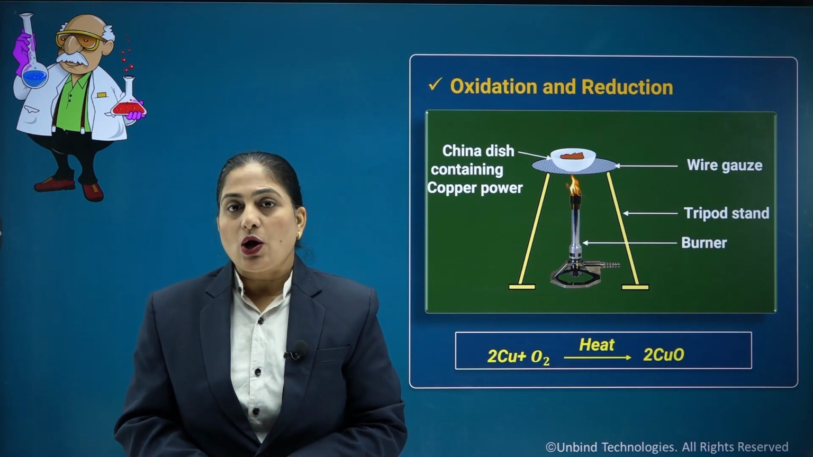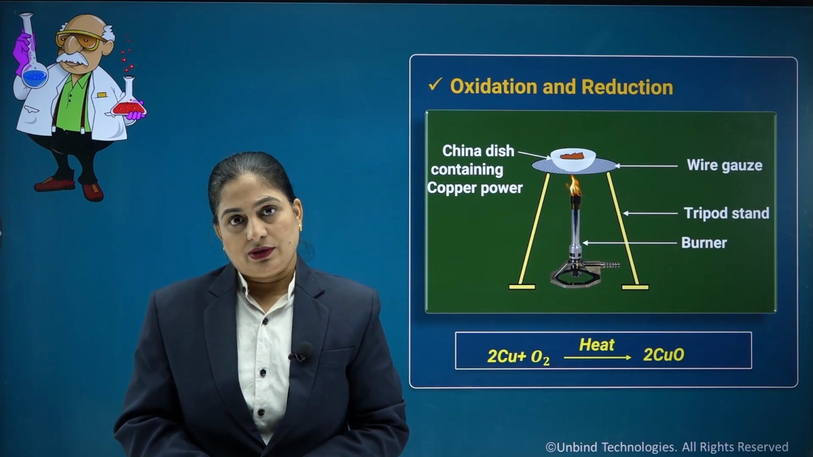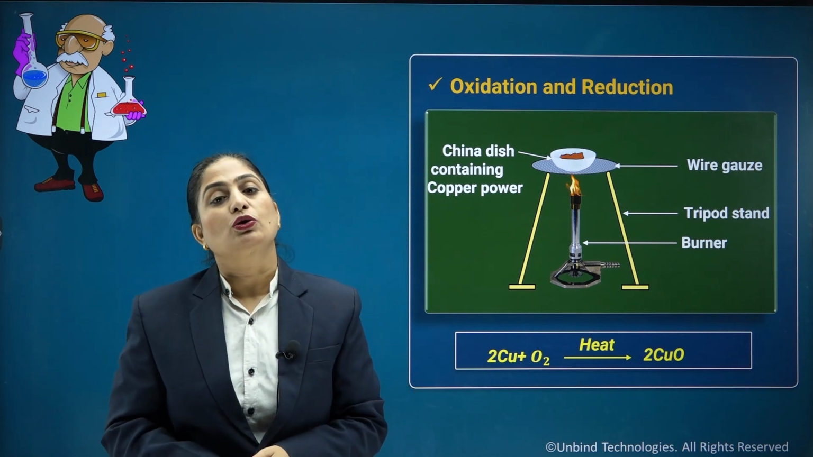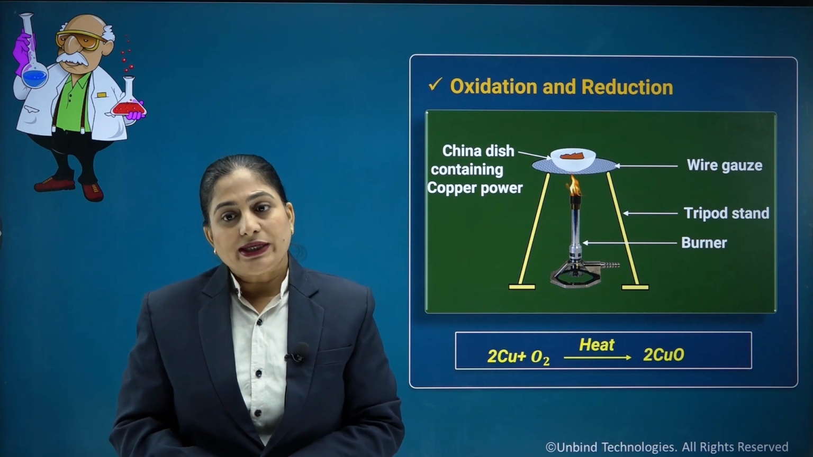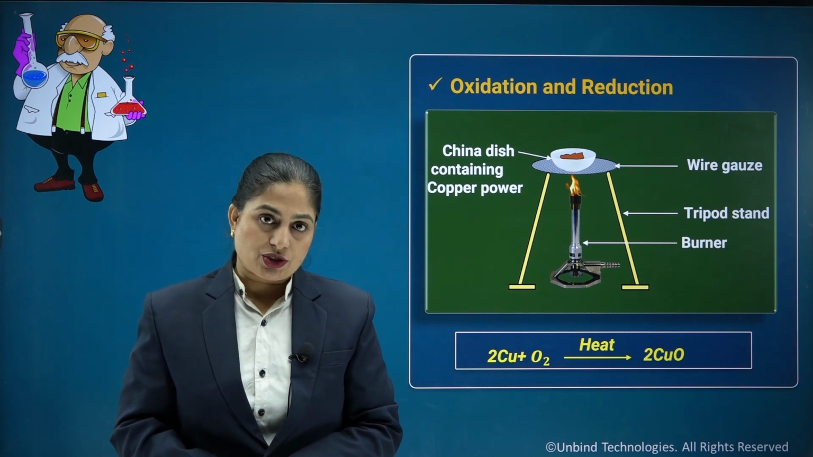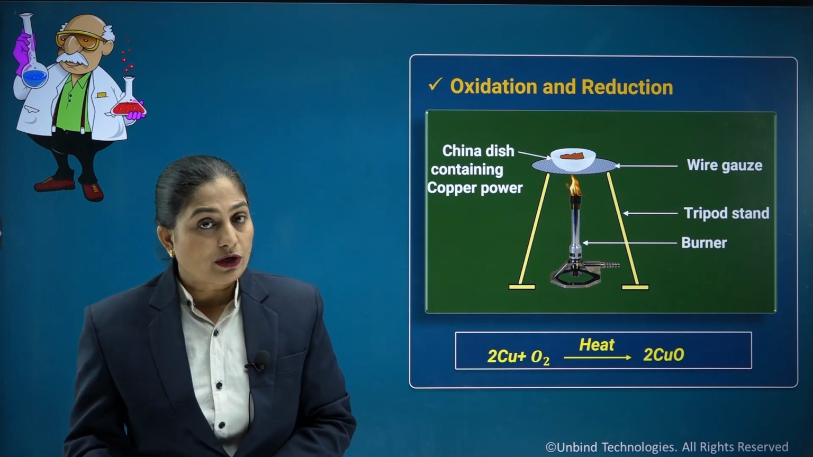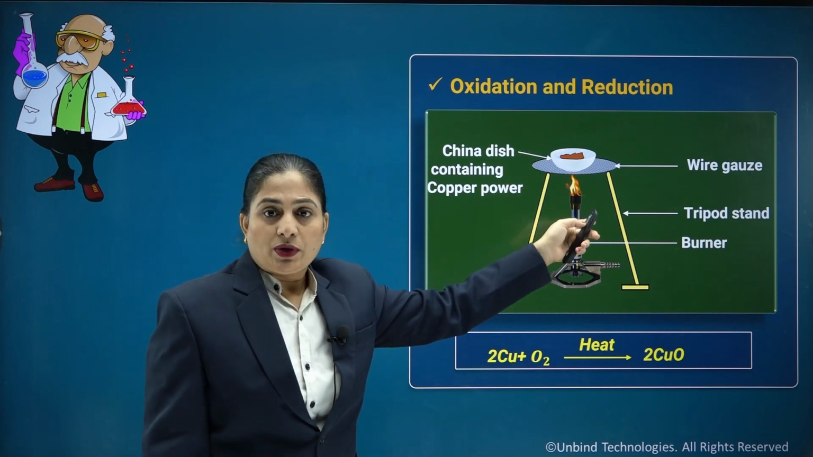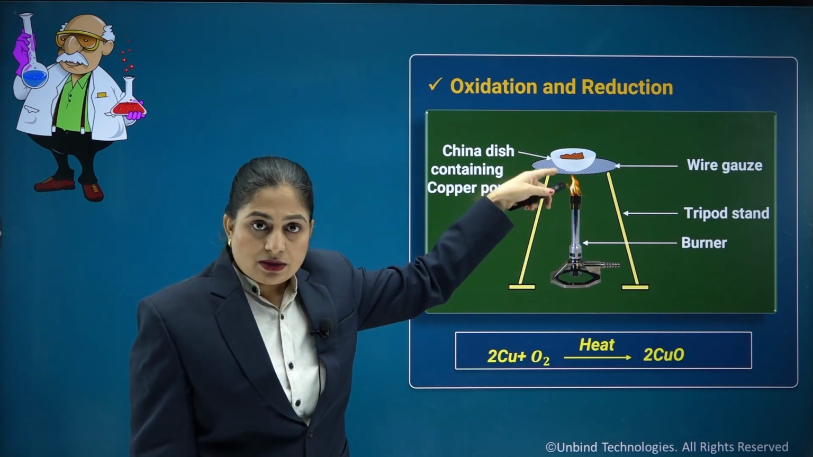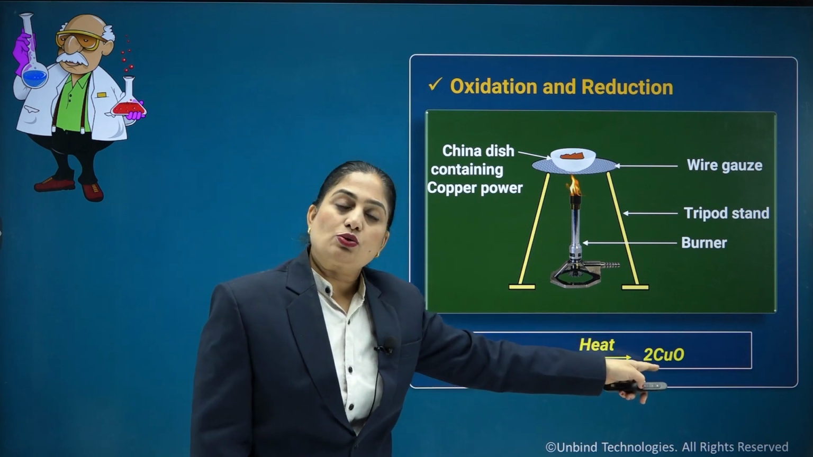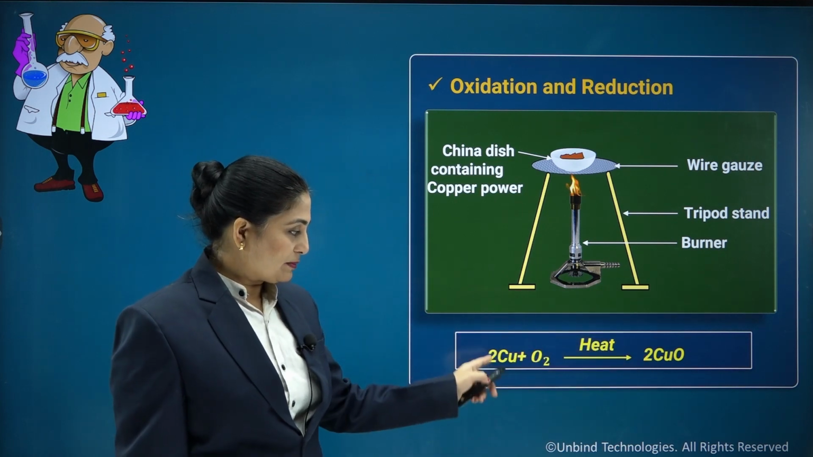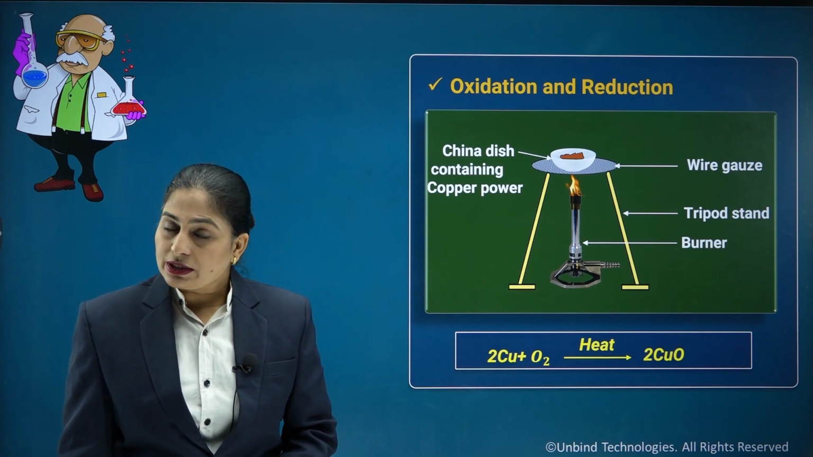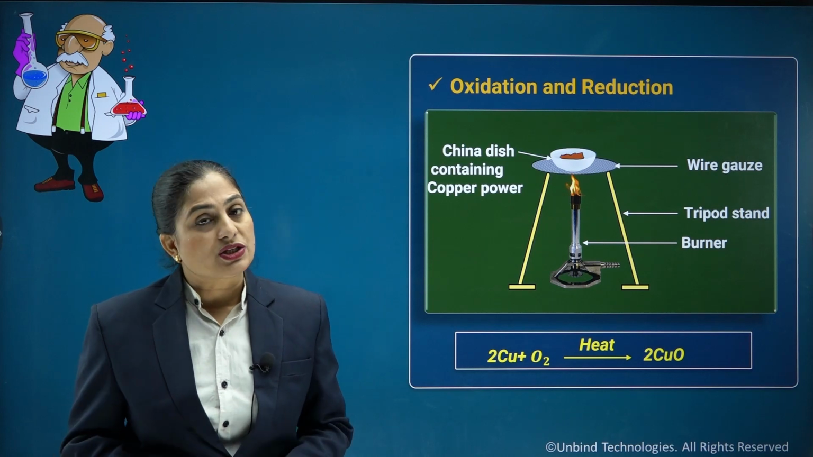And the last type is oxidation and reduction. The reaction is known as redox reaction, where oxidation and reduction both take place simultaneously. So let us first discuss what is oxidation and what is reduction. Oxidation means addition of oxygen. For example, I have copper powder and I burn it on this burner in a tripod stand. In the presence of oxygen, this copper changes into copper oxide. We can say that oxygen has been added to copper and thus copper undergoes oxidation. So oxidation is the addition of oxygen.